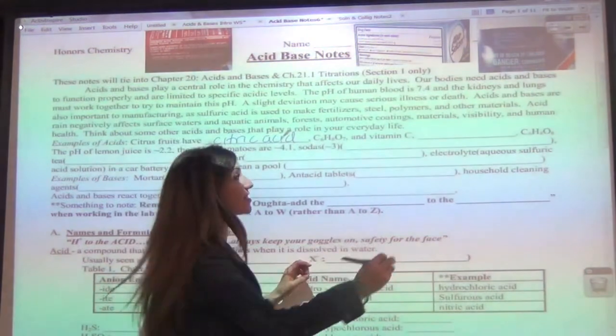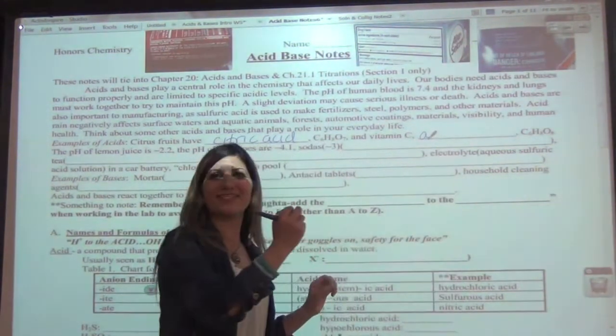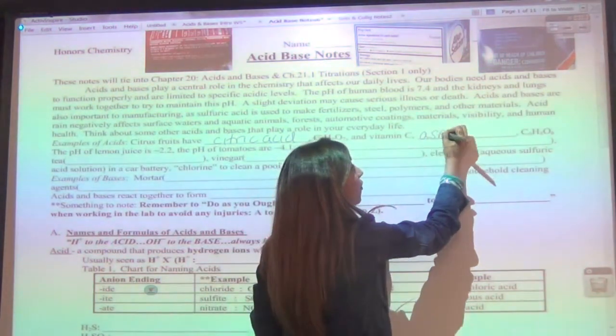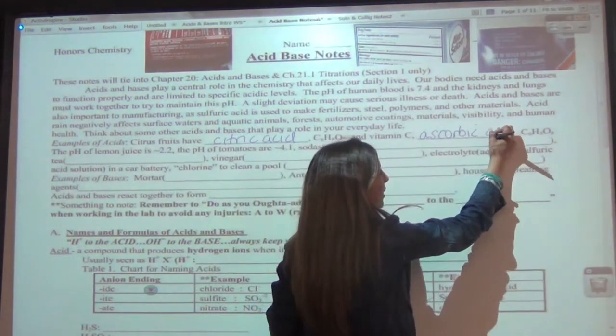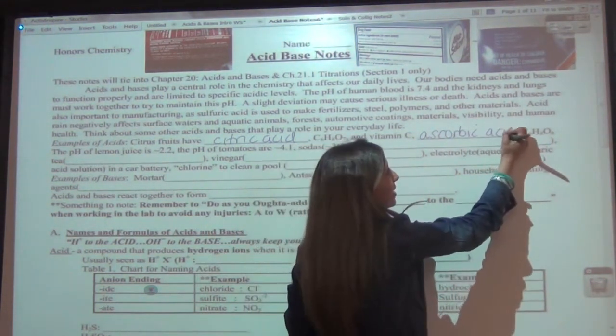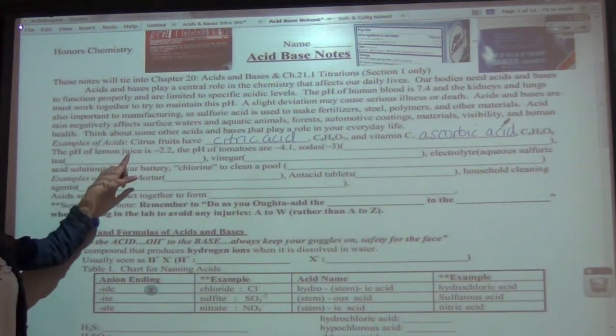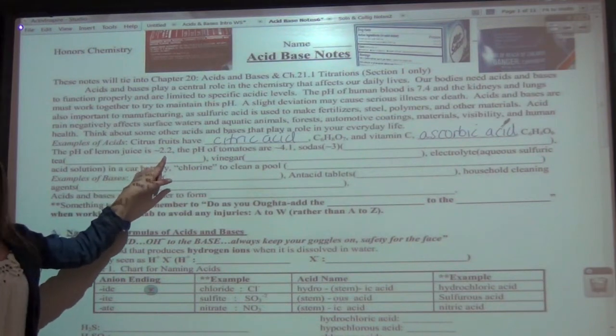Vitamin C, it starts with an A. Anybody know what that's called? Acetate. It's not. It's actually called ascorbic acid. Ascorbic. A-S-C-O-R-B-I-C. Ascorbic acid, and there's a formula for that. The pH of lemon juice is at about 2.2.